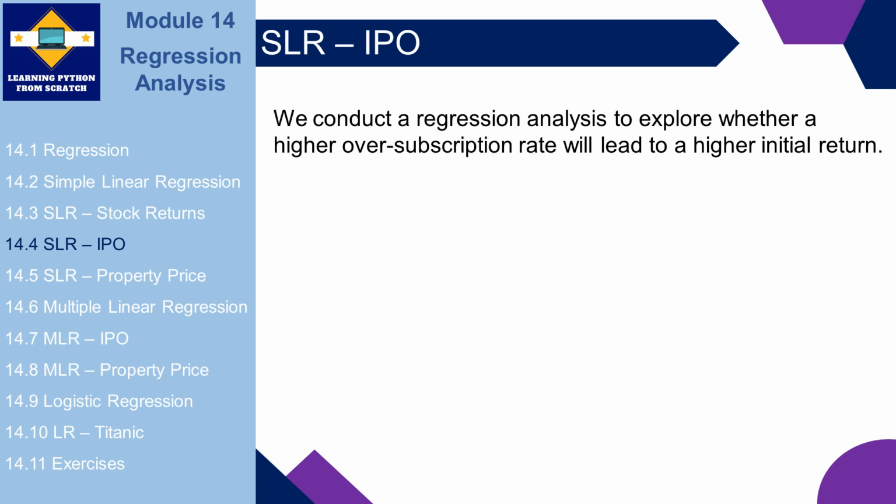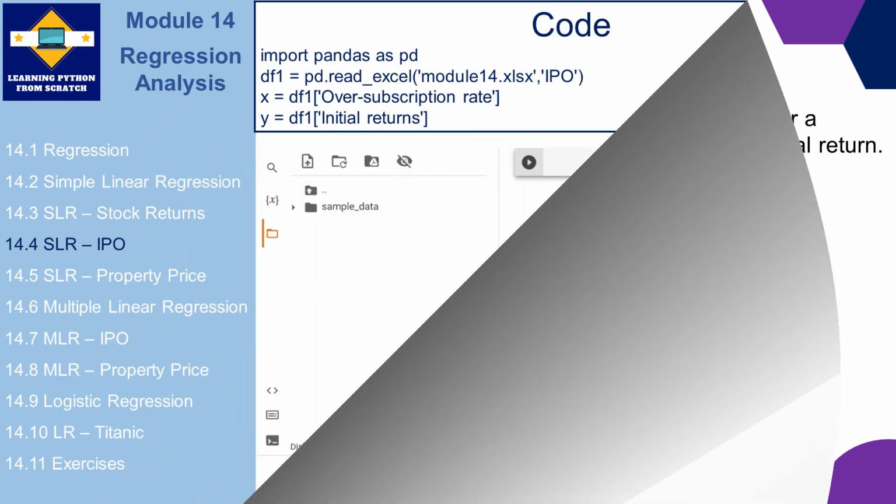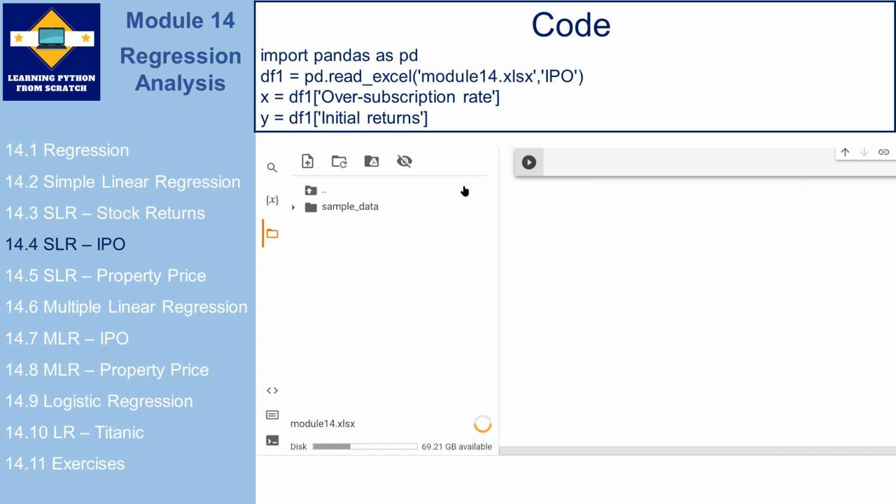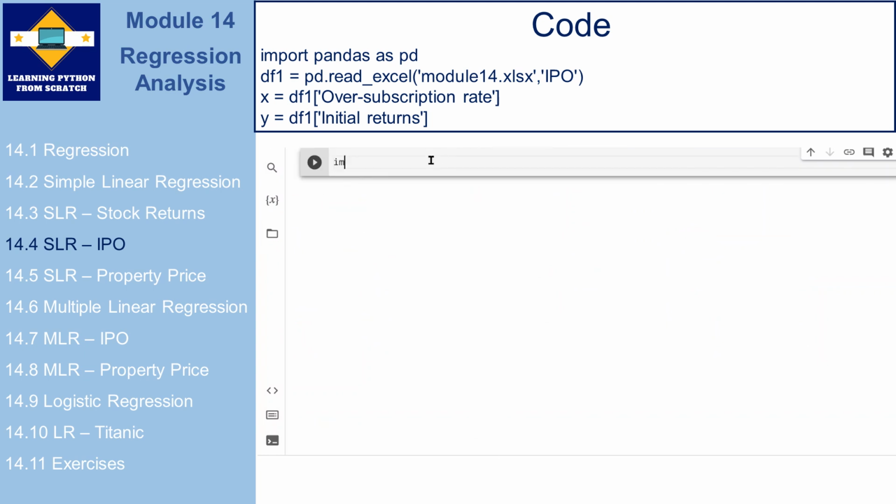Let's do one more example. Now we are going to conduct a regression analysis to explore whether a higher oversubscription rate will lead to a higher initial return of an IPO. First, we are going to upload the module 14 Excel file to the platform. Then, we are going to get the initial returns and oversubscription rate from a dataset.